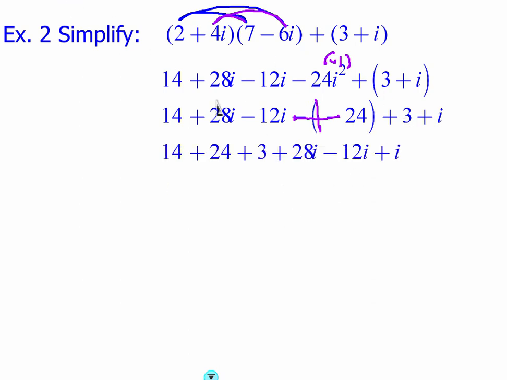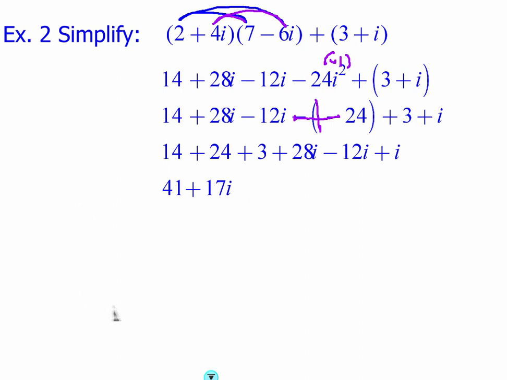So then I can rearrange all of this stuff. Over here I've just got my plus 3i. So I get all my integer stuff together, 14 plus 24 plus 3. All my imaginary stuff together, 28i minus 12i plus i. And then I work them out. 14 plus 24, that's 38, plus 3 is 41. 28i minus 12i is 16i, plus 1i is 17i. And there we go, that's what we've got.